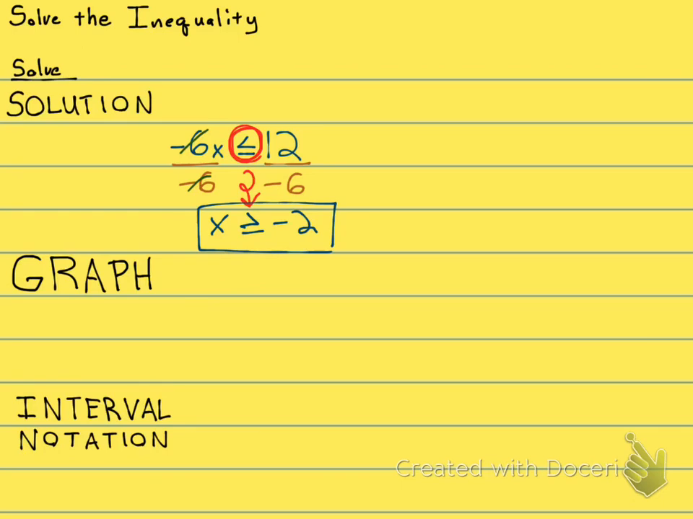Okay, now we must graph the solution. And then after that, we'll do the interval notation. So when we go to graph, you draw your number line. The only number we really need to know here is negative 2. So we find our negative 2. I'll put it right here in the middle. And we have to shade everything greater than or equal to negative 2.